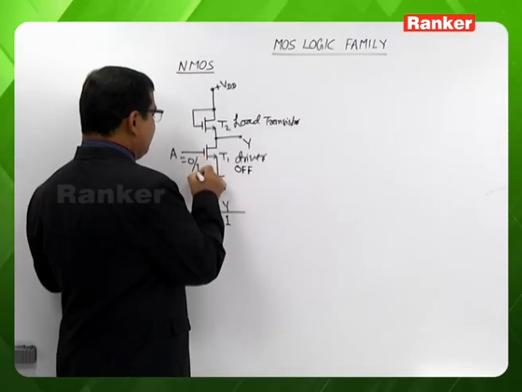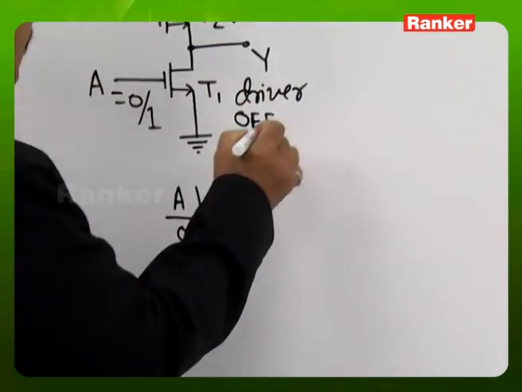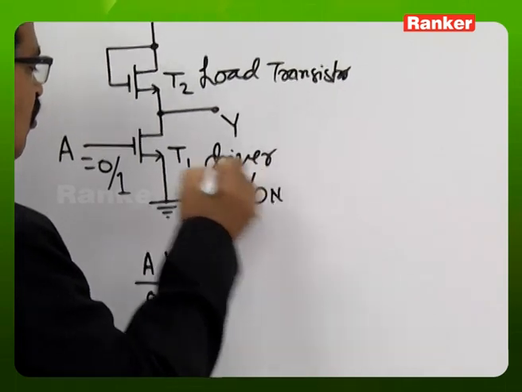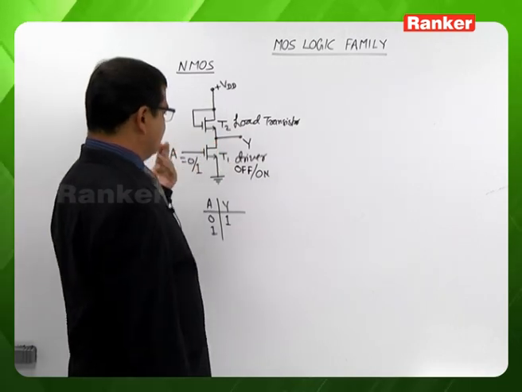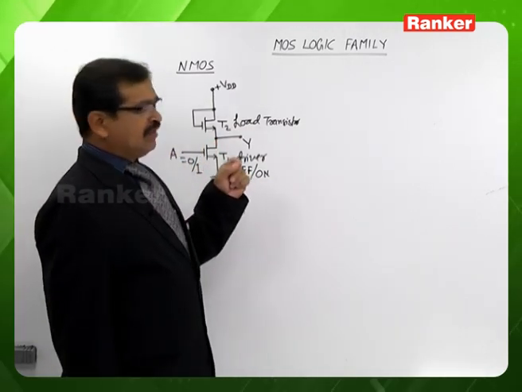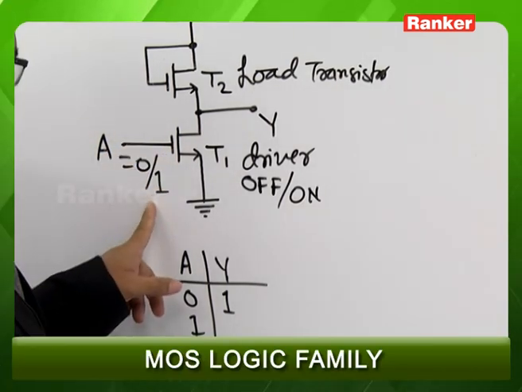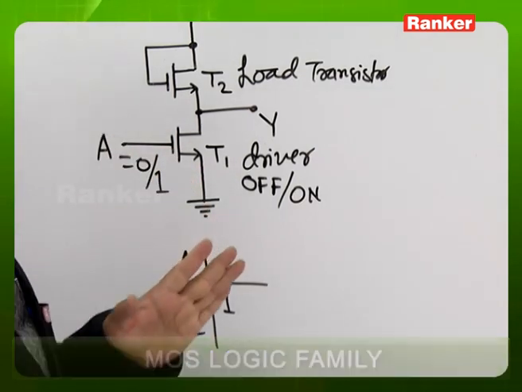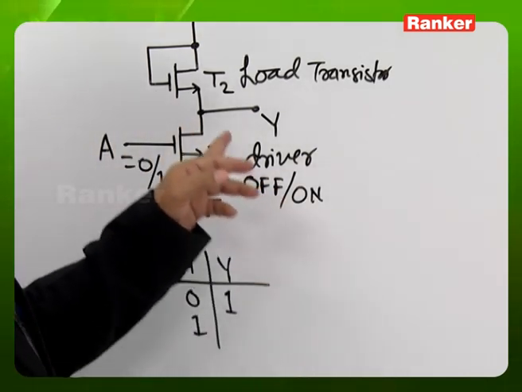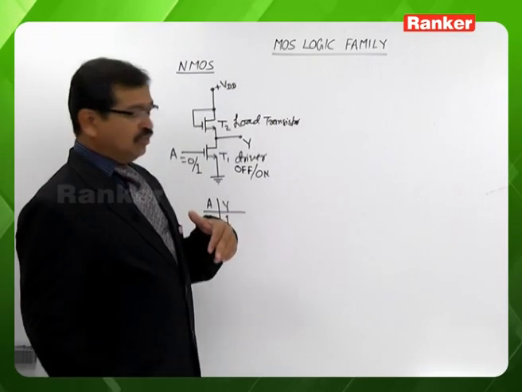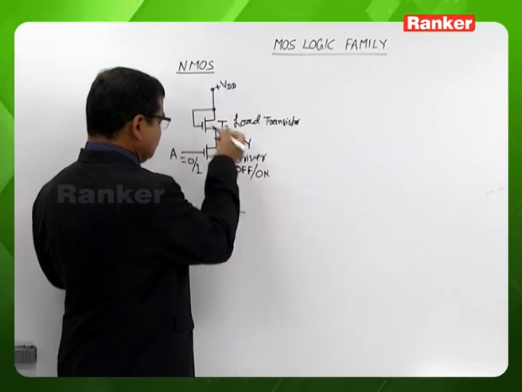Similarly, whenever input A is 1, the transistor T1 will be on. It is an N-channel MOSFET. It is an enhancement type of MOSFET. In the enhancement type of N-channel MOSFET, whenever the gate potential is 0, the MOSFET will be off. Whenever the gate potential is 1, the MOSFET will be on. So whenever A is 1, the gate potential is 1, the transistor T1 is on. Whenever the transistor T1 is on, output to the ground, the potential becomes 0. The reason is because the impedance is 0.